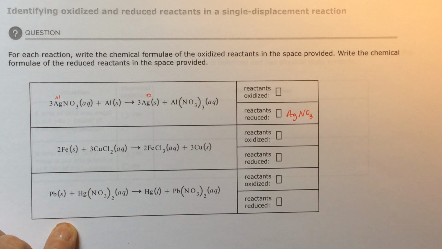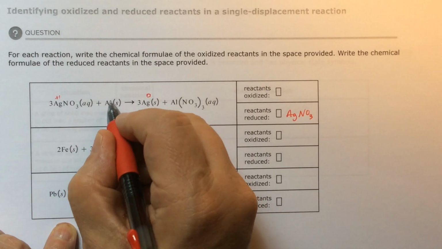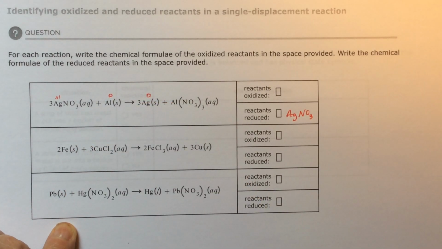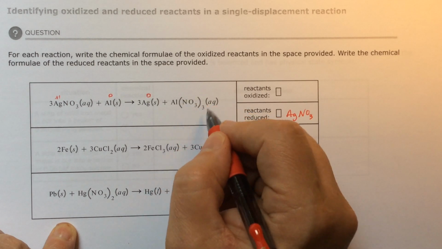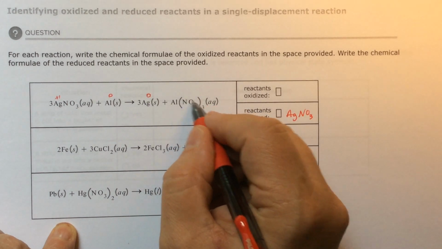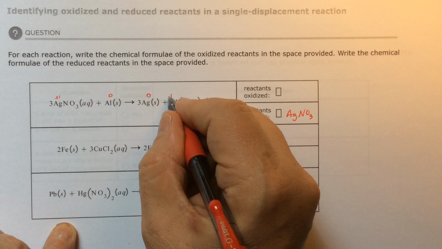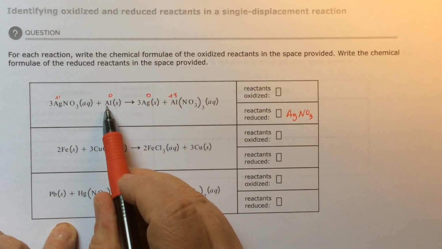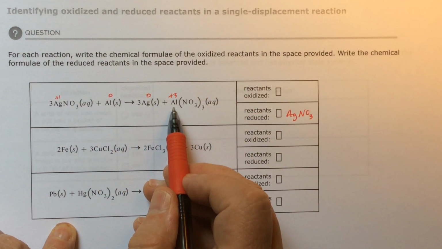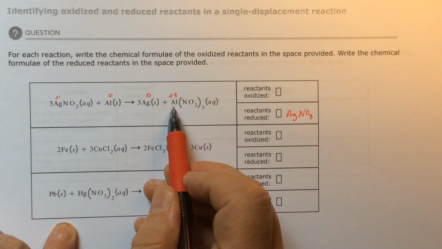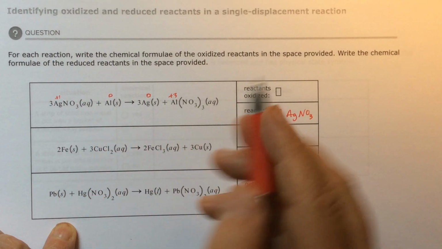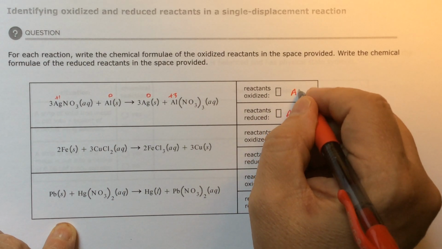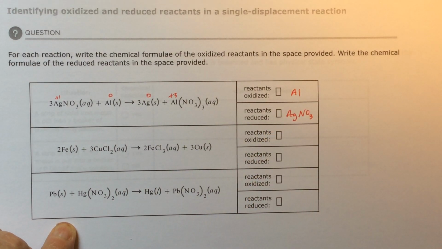Okay, it's reduced. What is going to be gained? Well, let's see. I bet you it's the aluminum. We've got aluminum here as a metal. Here we've got 3 -1s because NO3 is -1. I've got 3 of them, so that's -3. This aluminum then has to be +3. The aluminum is going from 0 to +3, so that's oxidation. So go back to where the aluminum is in. It's by itself. So the aluminum is what's oxidized.